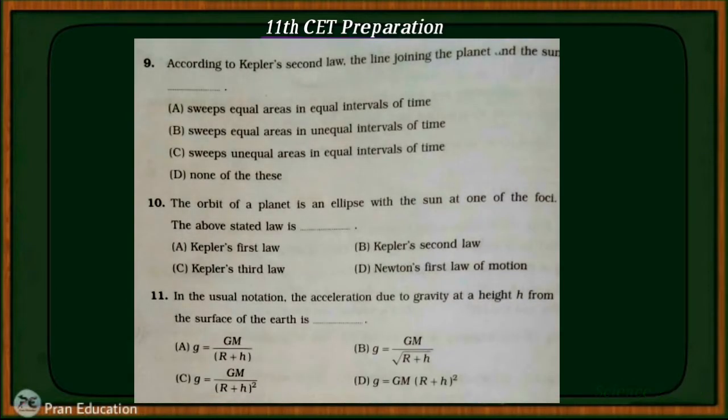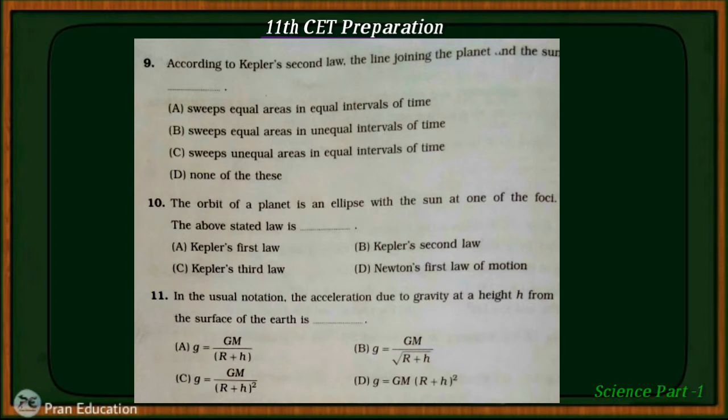Ninth, according to Kepler's second law, the line joining the planet and the sun: Options: A, sweeps equal areas in equal intervals of time. B, sweeps equal areas in unequal intervals of time. C, sweeps unequal areas in equal intervals of time. D, none of this. The correct option is option A, sweeps equal areas in equal intervals of time.